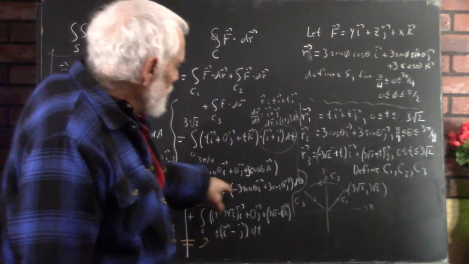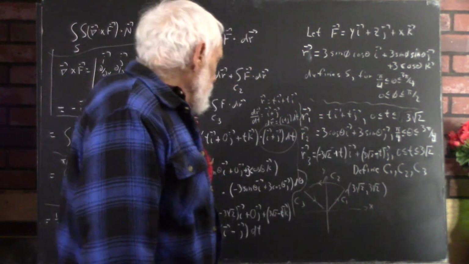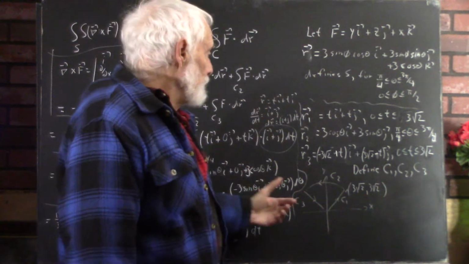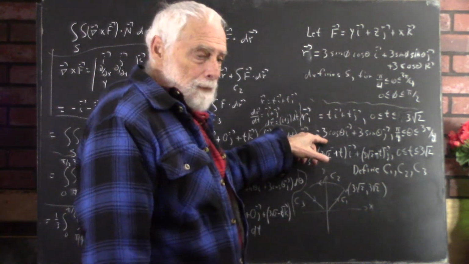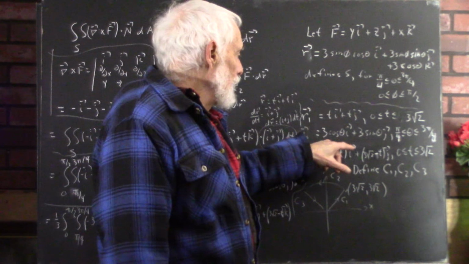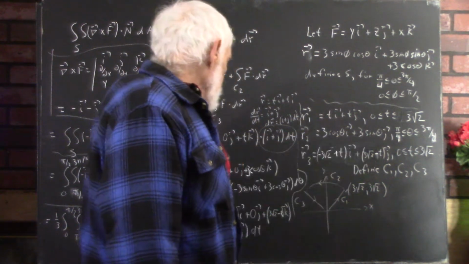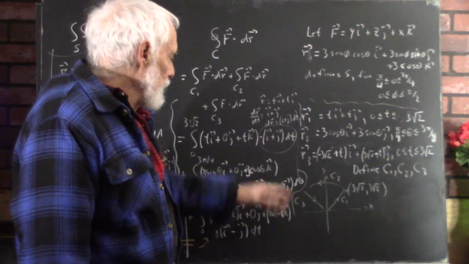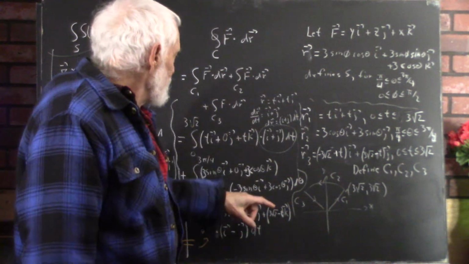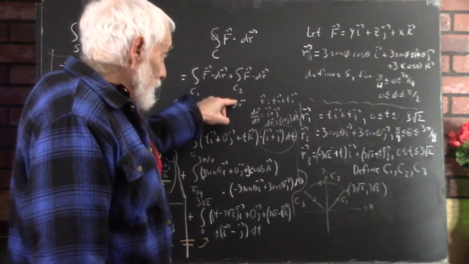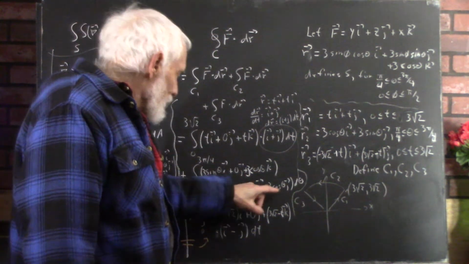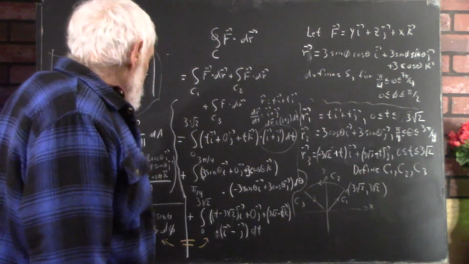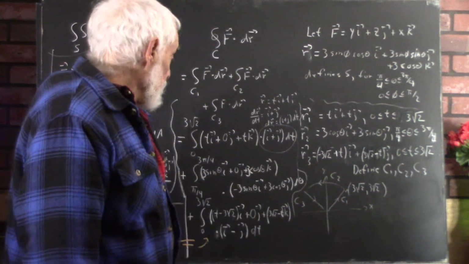And that's multiplied by the dr we get here. Now we have dr/dθ equals what? Negative 3 sine θ i plus 3 cosine θ j. Well, there it is. And that's dr/dθ, so the dr on this segment is just this times dθ. So, dot product of this and this.